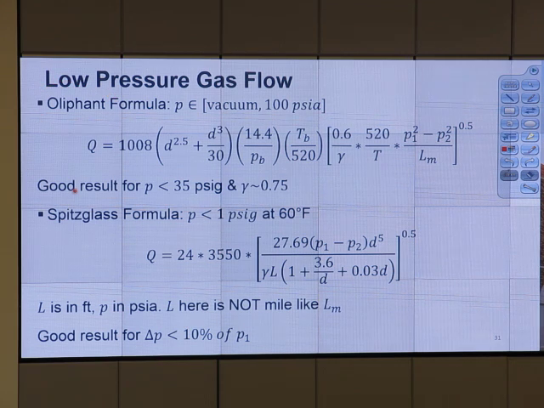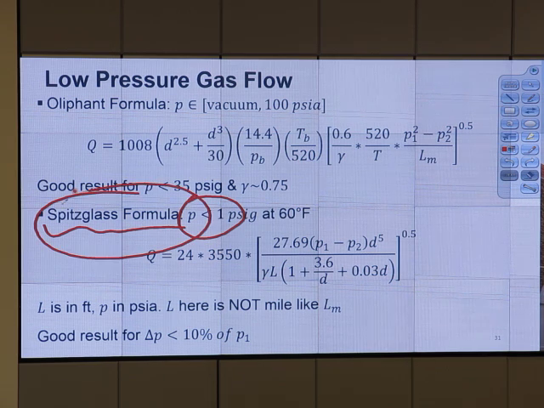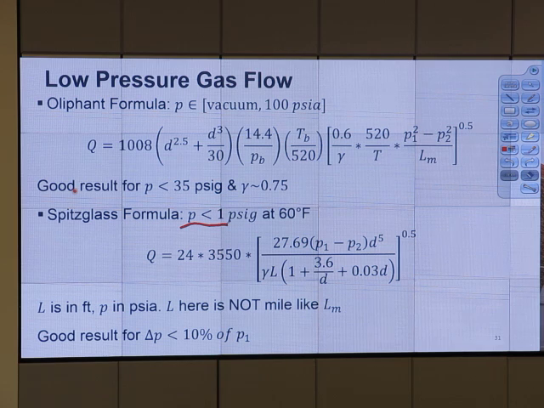Okay, next one, the Spitzglass formula is for use for pressure less than 1 or about 1. Spitzglass formula is for pressure about 1. Okay, it's good for just that. Low pressure. This one is also in the quiz too. For pressure about 1, use Spitzglass formula. Less than 1.